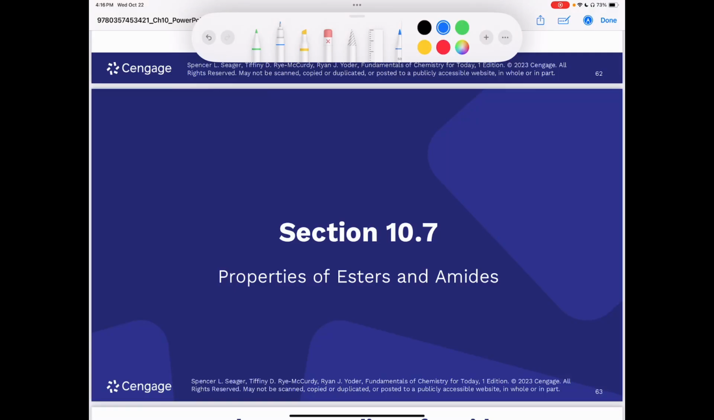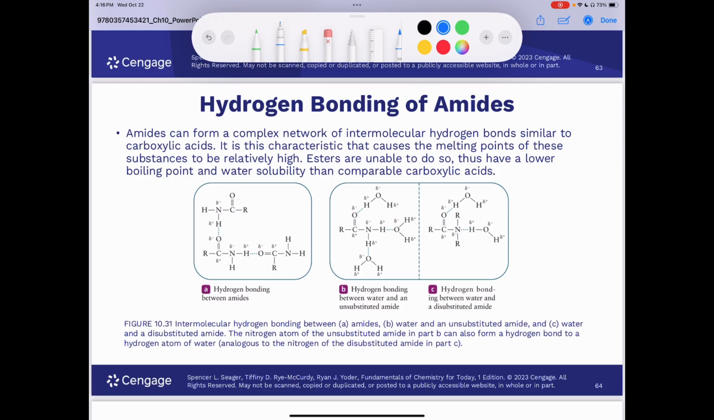Okay, properties of esters and amides. Hydrogen bonding of amides. So amides can form a complex network of intermolecular hydrogen bonds similar to that of carboxylic acids. It is this characteristic that causes the melting points of these substances to be relatively high. So we need to remember that amides have relatively high melting points, okay?